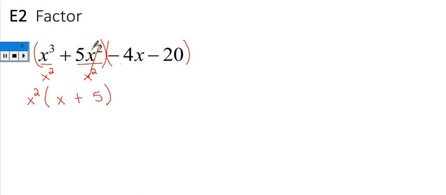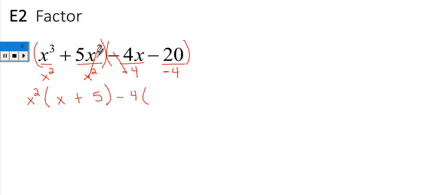Now, the common factor in this one is 4. That's the number that's the GCF. But I need these to both be positive like these two are. So I'm going to take out a negative 4. And when I take out a negative 4, I'm going to write it as minus 4.